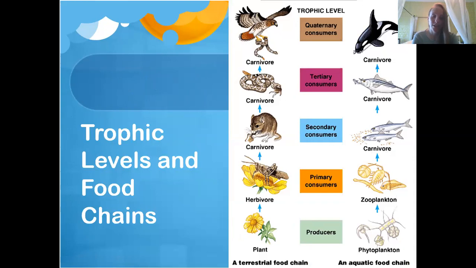Yeah, so that's really all this is talking about. These are just two different examples. On this side, we have, again, first trophic level, second, third, fourth, fifth trophic level. Again, pay attention to the fact that the fifth trophic level is the quaternary consumer, and the fourth is the tertiary, and the third is the secondary, and the second is the primary. Okay.